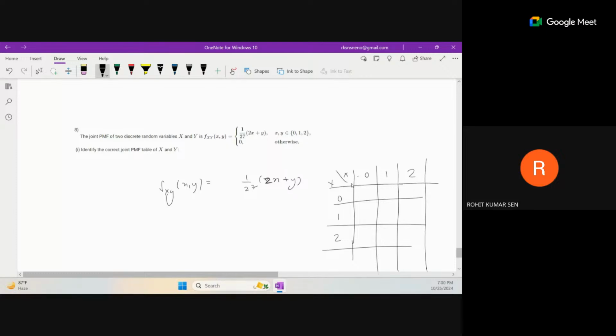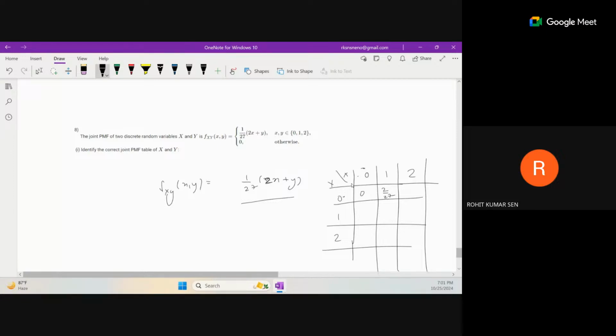Just plug in the values x and y in this function. For example, if I plug in x equal to 0, y equal to 0, it is going to be 0. Right? If you plug in x equal to 1, y equal to 0, what will it be? 2 by 27.